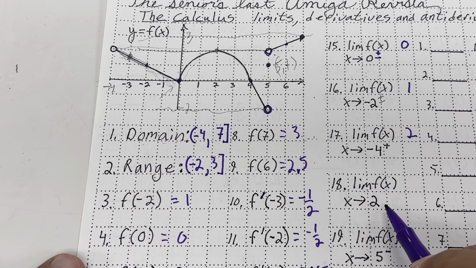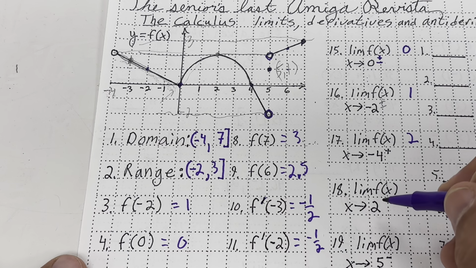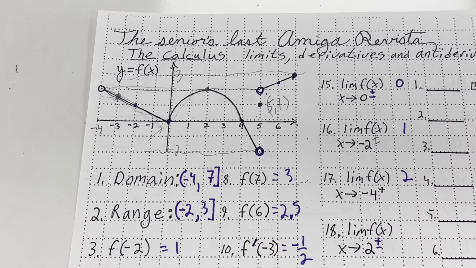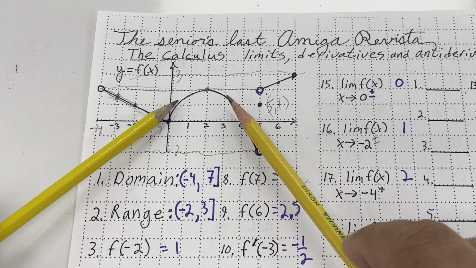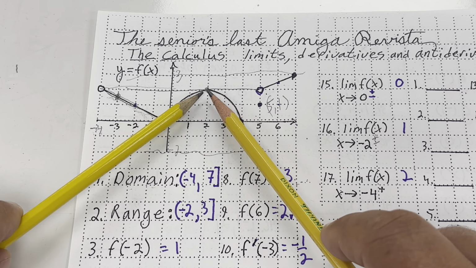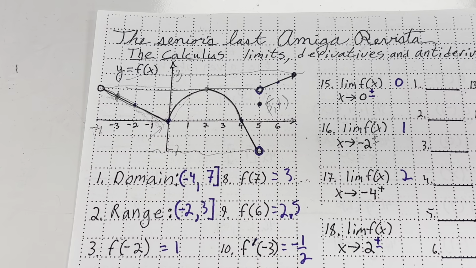Another double-sided limit as x approaches 2 from both the right and left. So I'm going to pinch in as I'm approaching x value 2 from the right and left. It gets closer and closer to the y value of 2.